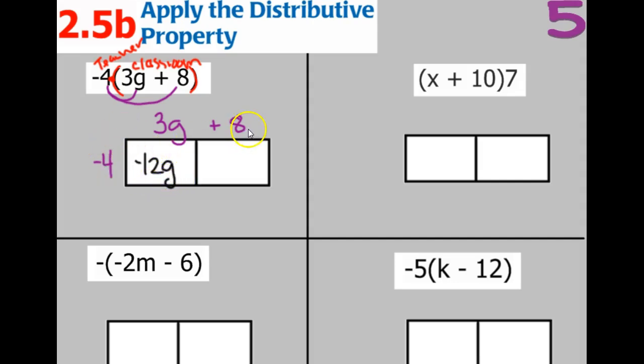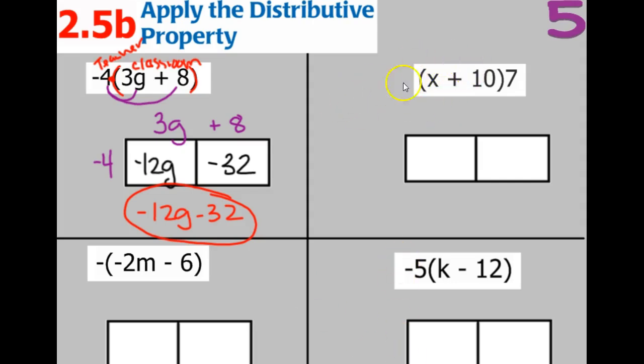Then negative 4 times 8, we know it's going to be a negative, they don't get along. You're not adding, you're multiplying. 8 times 4 is 32. So our answer will be negative 12g minus 32. I would like you to rewrite your answer down below. It'll help us out on our next day when we do our next lesson.